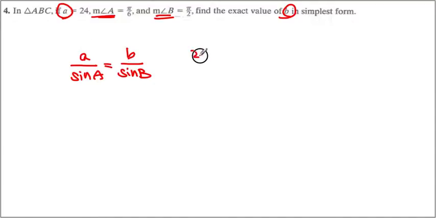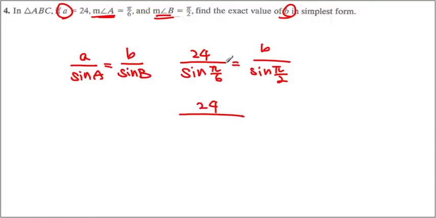Here we have 24 over sine of angle A, which is pi over 6, has to be equal to B, which is what we're looking for, over sine of pi over 2. Then here we have 24 over sine of pi over 6, which is sine of 30, which ends up being 1/2. That's equal to B over sine of pi over 2, which is 90. In other words, this becomes simply sine of 90, which is equal to 1.